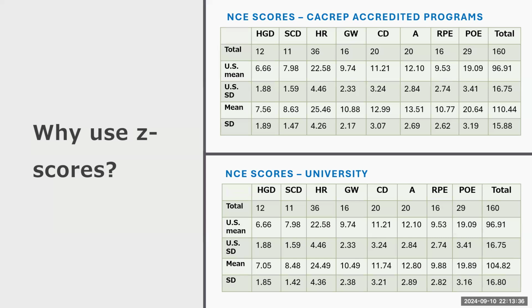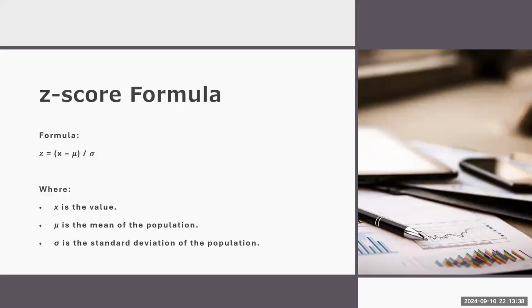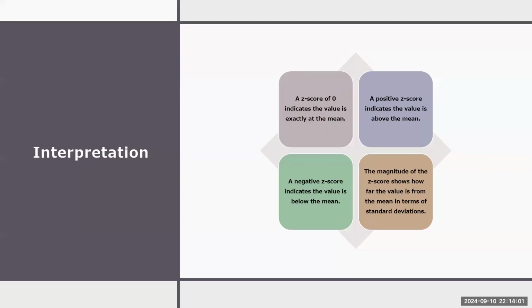For now, let's look at what Z-scores can do for us. So we need the Z-score formula. To calculate a Z-score, we're going to look at the raw score or the sample mean, and we're going to subtract that from the population mean and divide it by the population standard deviation. So all of those are described for you here.